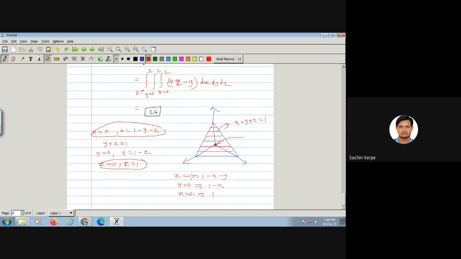But the point is, I wanted to show you that the limits are not always constant for the triple integration. Those limits will be functions of variables. You must have discussed this in M2. Clear to everyone? Hello?